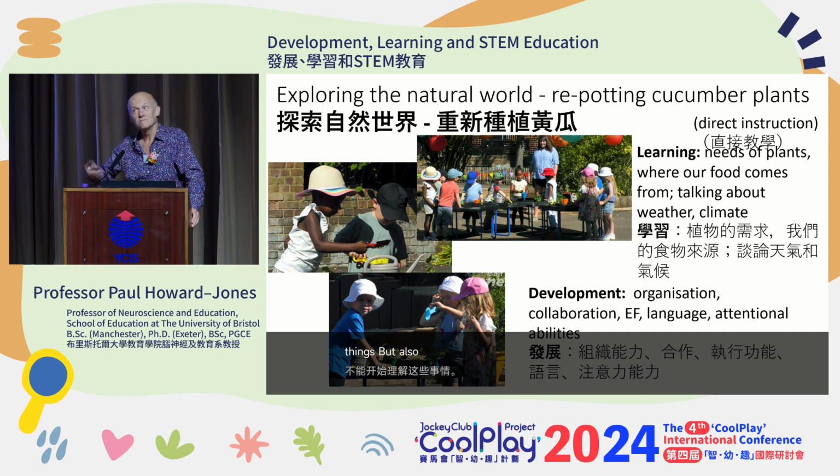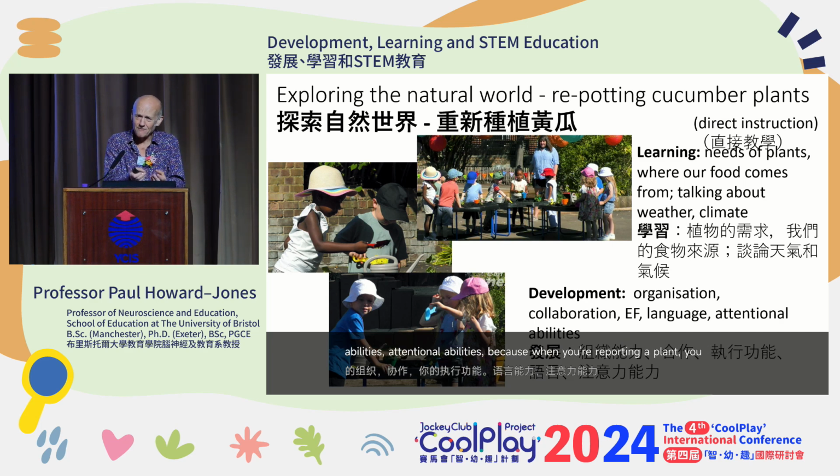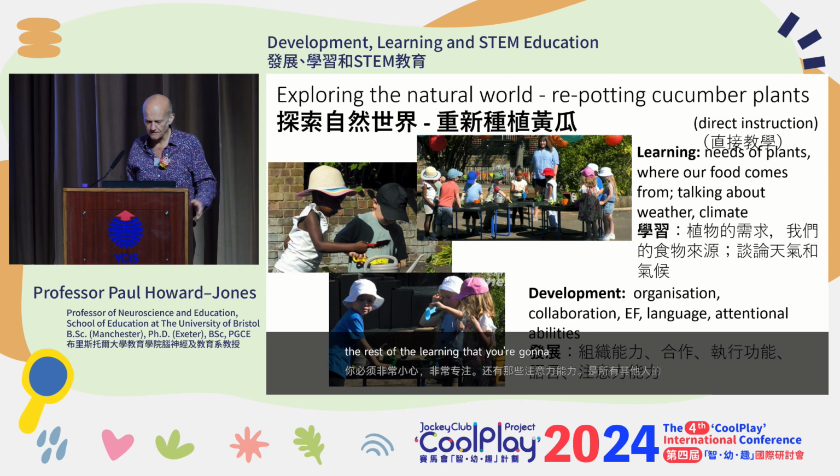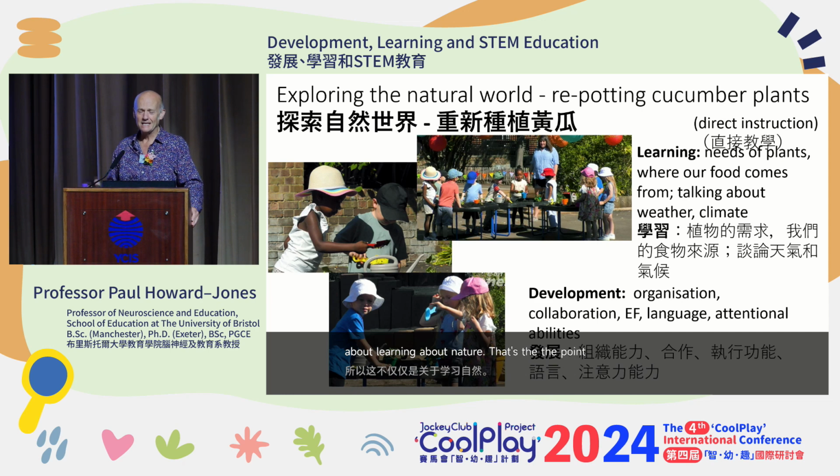But also, of course, interaction with the natural world helps develop your organisation, collaboration, executive function, language abilities, attentional abilities, because when you're repotting a plant, you have to be very careful, very focused. And those attentional abilities are a platform for all the rest of the learning that you're going to have in your life. So this is not just about learning about nature. That's the point that I want to make. Interacting with the natural world actually carries with it many other advantages which are of general importance for your learning in many other STEM areas and beyond.